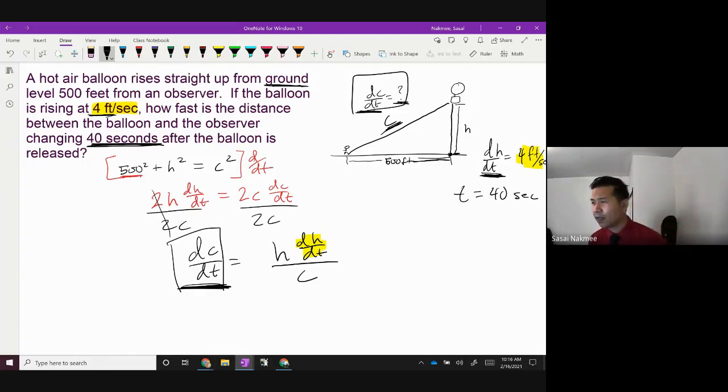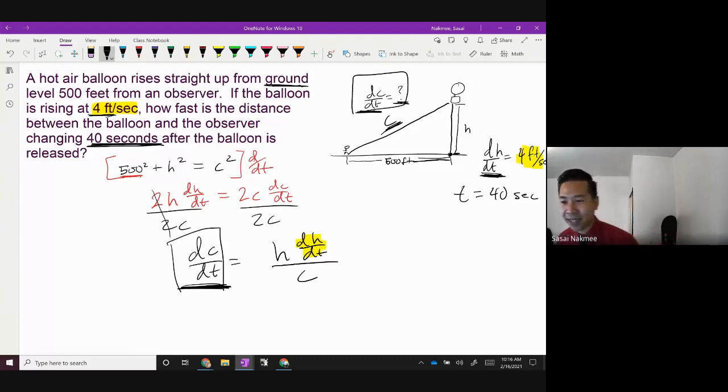Is that enough information for us to solve this problem? They tell us that time is equal to 40, but I don't want time. I want the height the balloon has reached, and also the distance between the observer and the balloon at that specific time, t equals 40. Can anybody read this problem? Does anybody see where I can get the height, knowing that the time is 40 seconds? Anyone got any clues, any ideas? The balloon is rising, remember, at a rate of 4 feet per second.